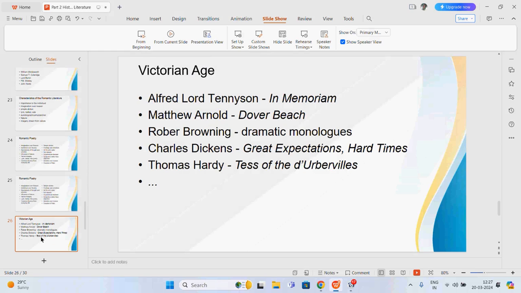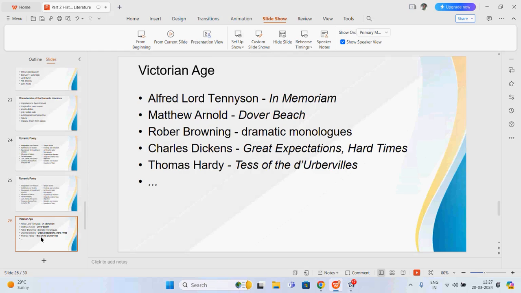Now we move to the Victorian age. The important writers of the Victorian age are given there on your screens, and this is again not an exhaustive list. I have just used 5 sample authors and their works. Alfred Lord Tennyson, famous for his poem In Memoriam, also wrote a poem named Ulysses. In Memoriam is a long poem mourning the death of his friend Arthur Hallam.